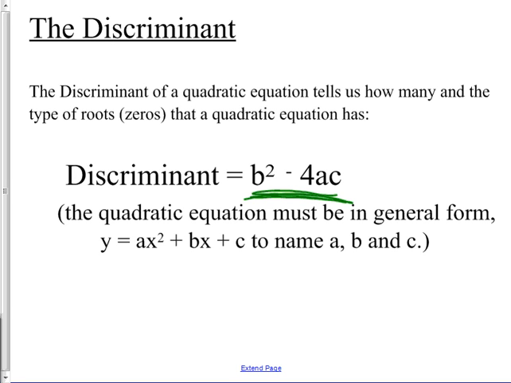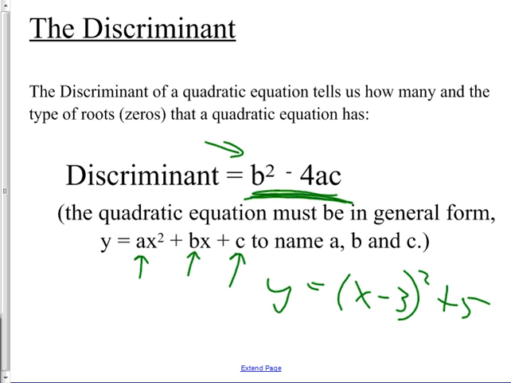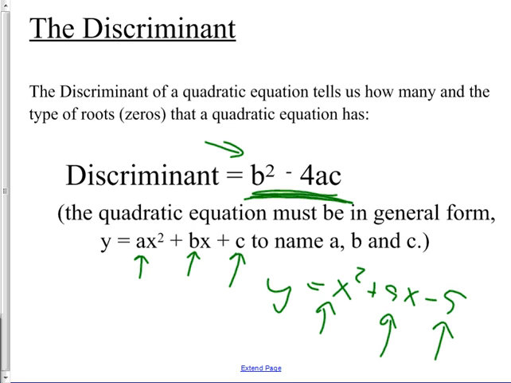All right, so of course the quadratic has to be in this form where you have a and b and c in it to be able to do this. So if I give you the equation like this, that's vertex form. That wouldn't work. That doesn't give me a, b, or c. I'd have to multiply that all the way out to get general form first. Once you have general form and it looks kind of like this, x squared plus 9x minus 5 or whatever, now I've got a is 1, the number in front of the x squared, b is 9, and c is negative 5. So this only works with general form.